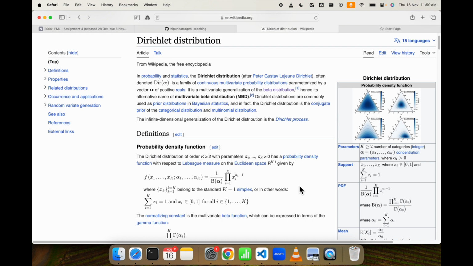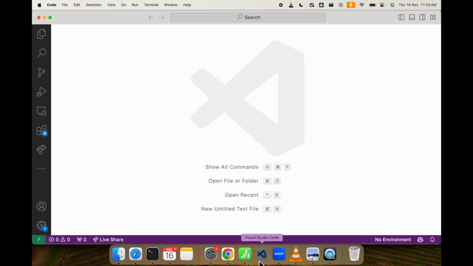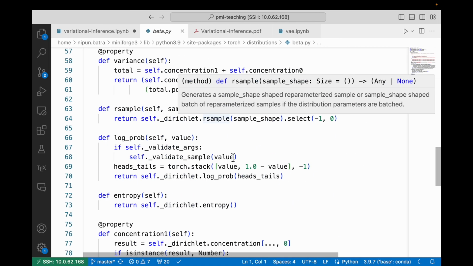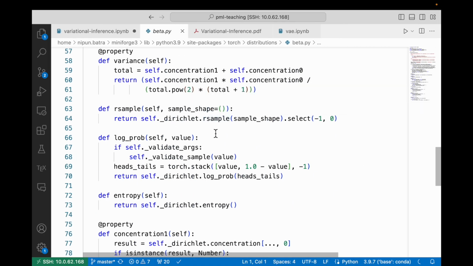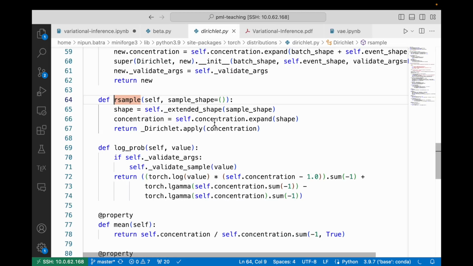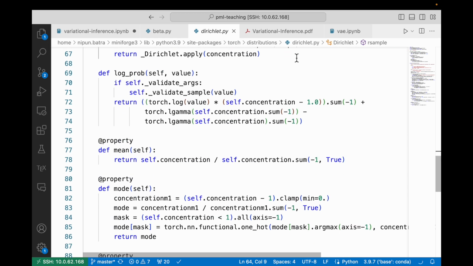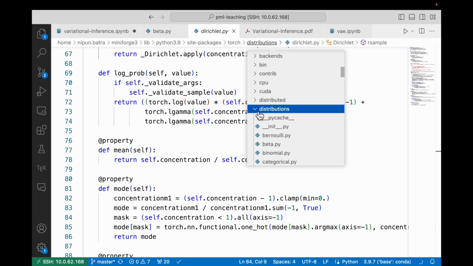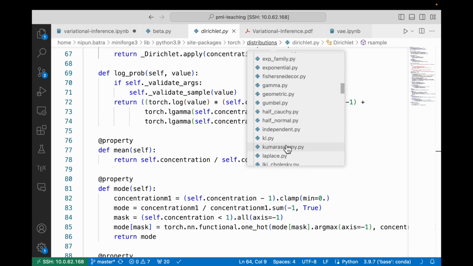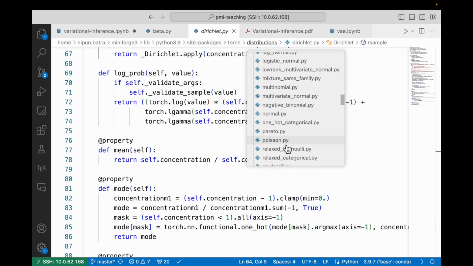So wherever you are using beta as a prior for 2-class problems, you can use Dirichlet as a prior for k-class problems. Right? So therefore, they would have implemented this in beta.py. They just called Dirichlet.rsample. Now you may want to go back into Dirichlet.rsample and see how it's implemented. They are doing Dirichlet underscore Dirichlet.apply concentration, etc. So you can always go to other distributions and see if they have implemented the rsample method.